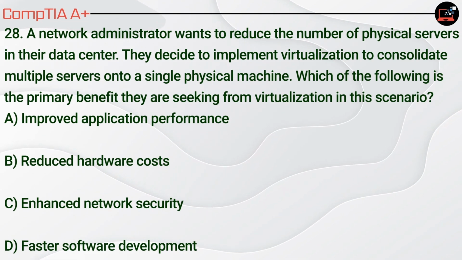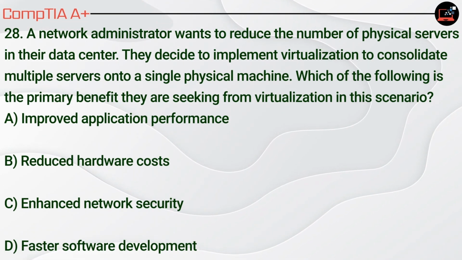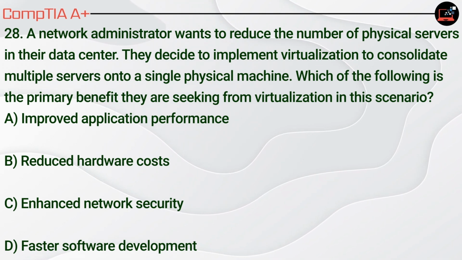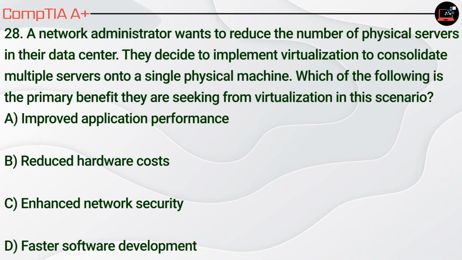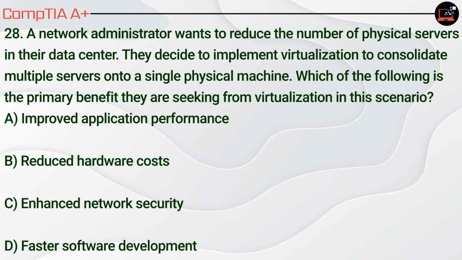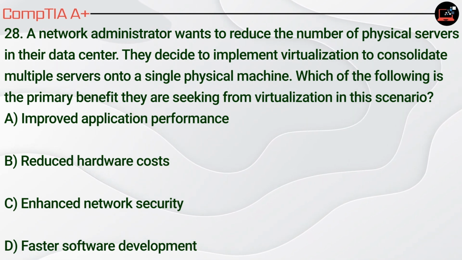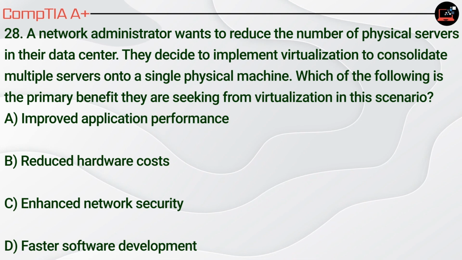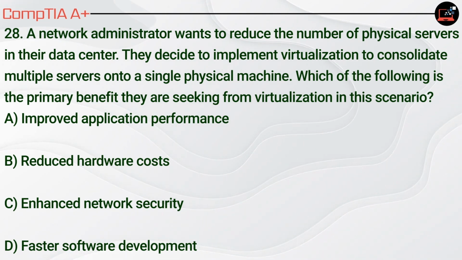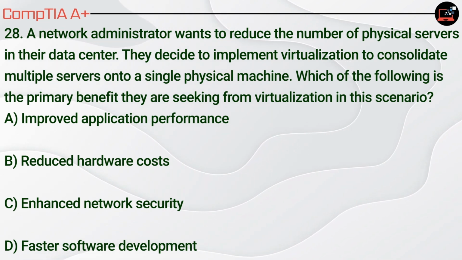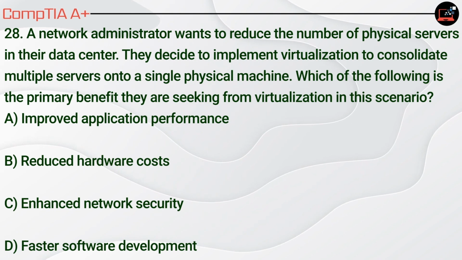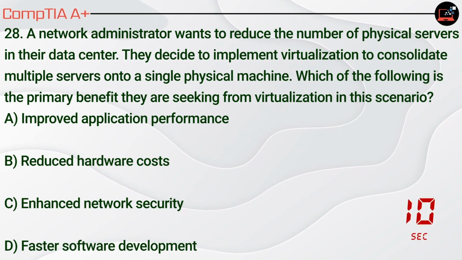(28) A network administrator wants to reduce the number of physical servers in their data center. They decide to implement virtualization to consolidate multiple servers onto a single physical machine. Which of the following is the primary benefit they are seeking from virtualization in this scenario? A. Improved application performance. B. Reduced hardware costs. C. Enhanced network security. D. Faster software development.